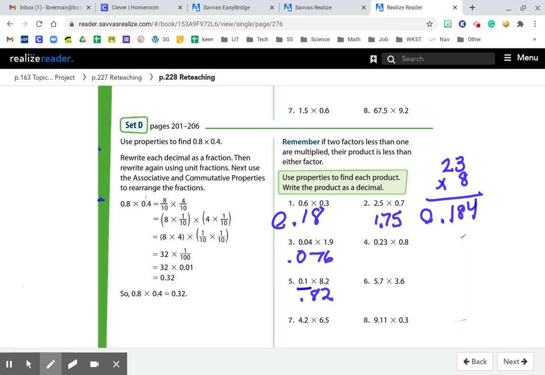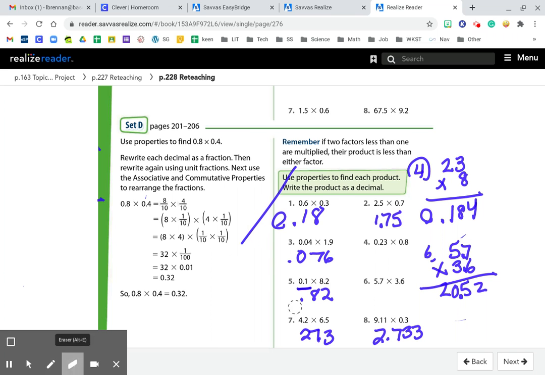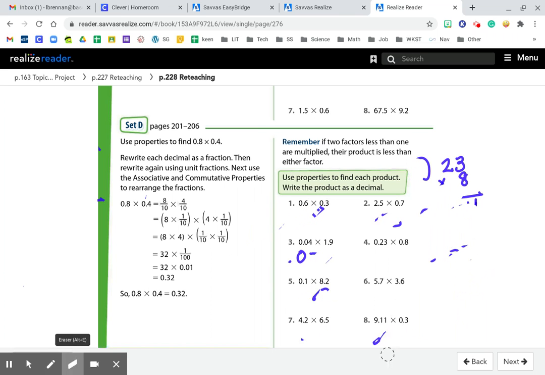That'd be number 4. Number 6, 57 times 36. When you do out the math, you wind up with 2052, and we had 2 digits in decimal place value in the problem, 2 in the answer. For 7, do the math, check your work. And that's basically our review. So it's a lot of math computation. And for set E, again, we get to just put the decimal where it belongs.